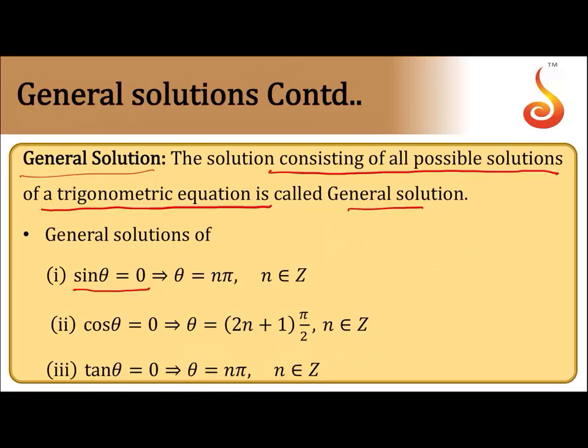One set is sin theta equal to 0, and it is satisfied by every multiple of pi, where n is an integer. So when sin theta is equal to 0, the general solution of this equation is given by theta equals n pi. When cos theta is equal to 0, theta is an odd multiple of pi by 2, and when tan theta is 0, theta equals n pi, because tan theta can be written as sin by cos, which has the same solution as sin theta equals 0.